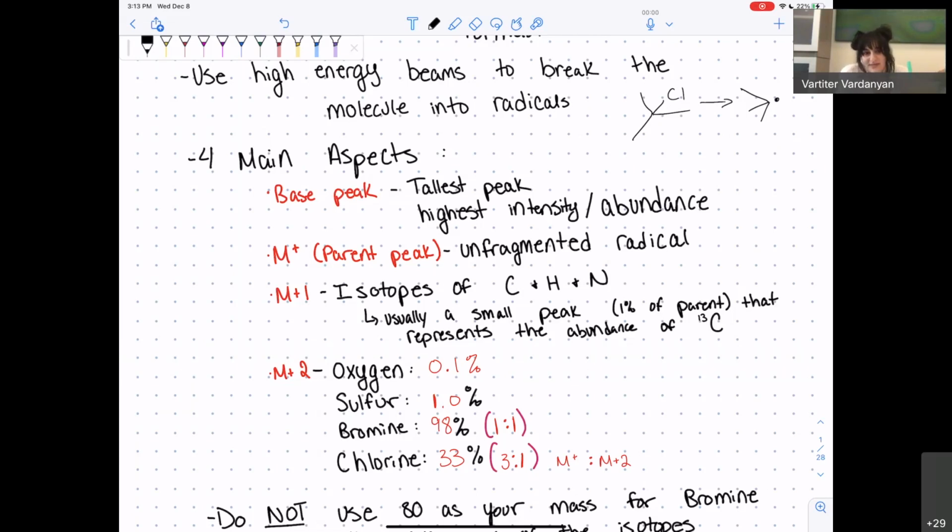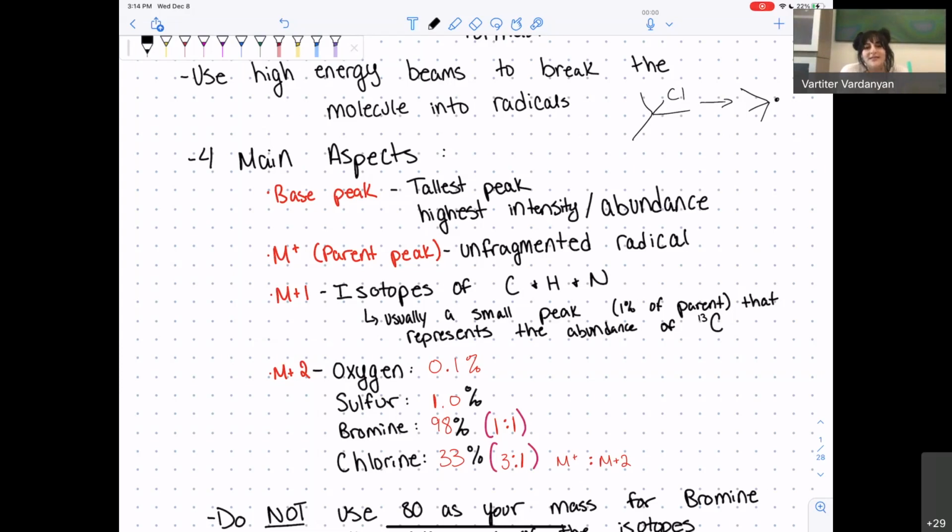All right, for my West students, M plus 2 is for oxygen, sulfur, bromine, and chlorine. Oxygen and sulfur are super tiny, almost insignificant. Bromine and chlorine are the ones that are important. Bromine has a mass of 80 on the periodic table. However, the masses of the 2 isotopes of bromine are 79 and 81, and they are at a 1-to-1 ratio. So there's equal amounts of the 2 isotopes in nature.